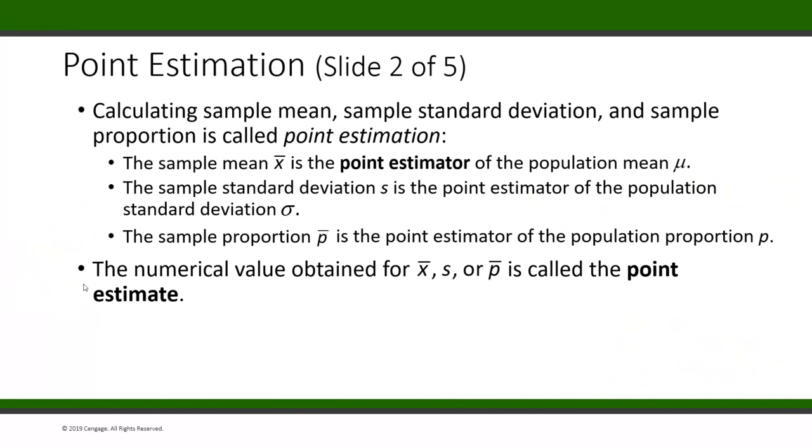and they are point estimators. For example, the sample mean X bar is the point estimator of the population mean mu. As I said earlier, population means are denoted by mu, and their standard deviation is denoted by sigma.